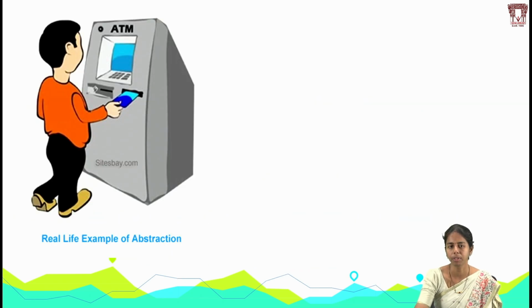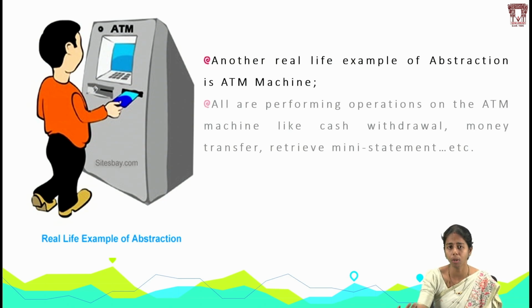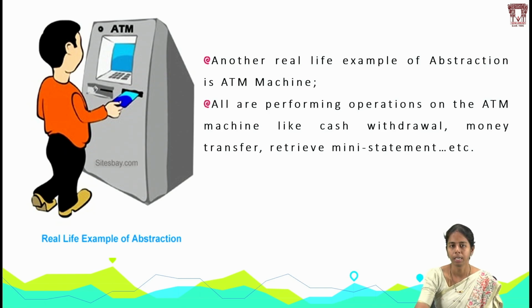The next example for that is an ATM machine. We insert the card and we take the money, but internally what the function is performing, we are not bothered about. We just withdraw the money, transfer the money, and we receive the statements.